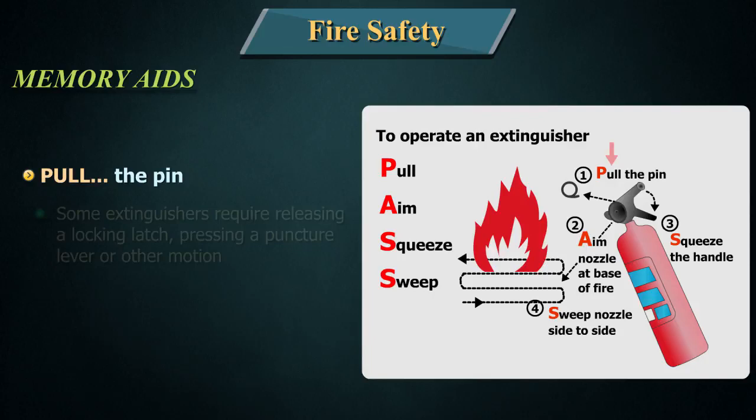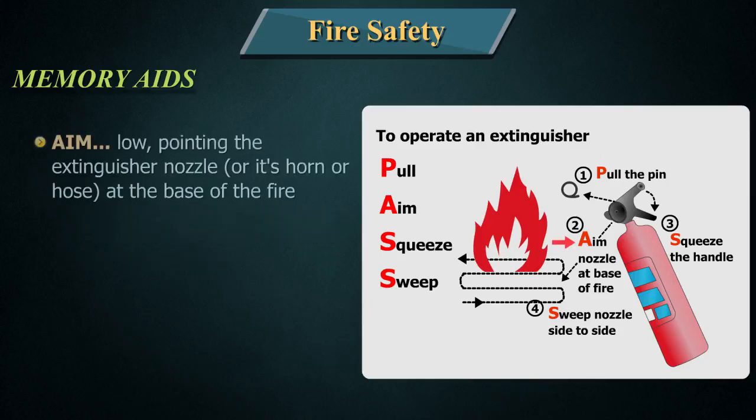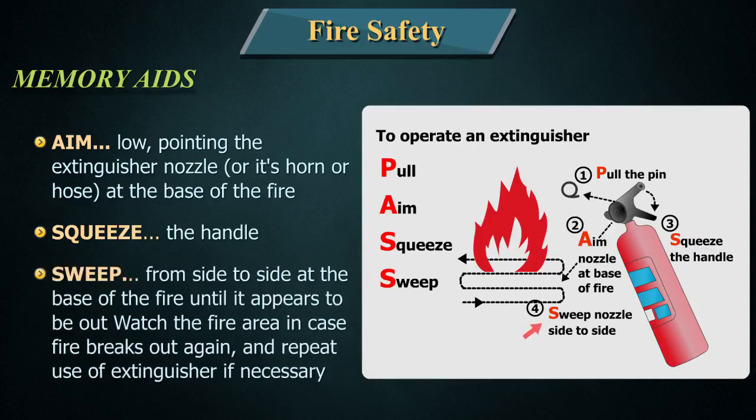If you fight a fire, remember the word PASS, that is pull, aim, squeeze, sweep. Pull the pin. Some extinguishers require releasing a locking latch, pressing a puncture lever, or other motion. Aim low, pointing the extinguisher nozzle or its horn or hose at the base of the fire. Squeeze the handle. This releases the extinguishing agent. Sweep from side to side at the base of the fire until it appears to be out. Watch the fire area in case fire breaks out again and repeat the use of the extinguisher if necessary.